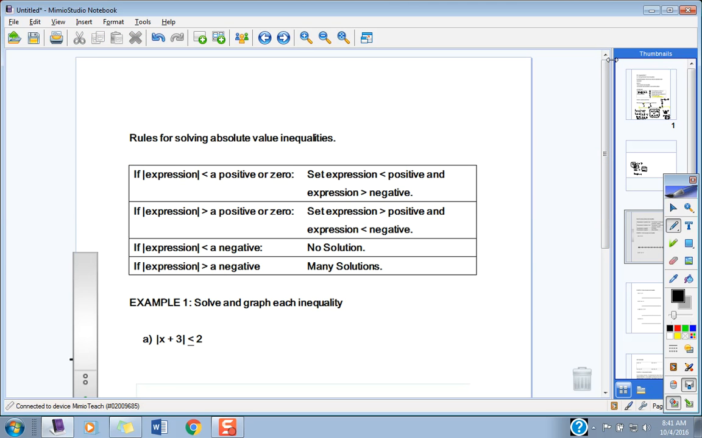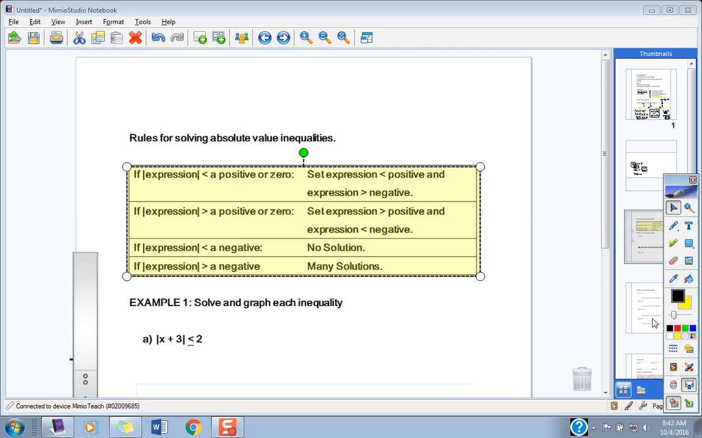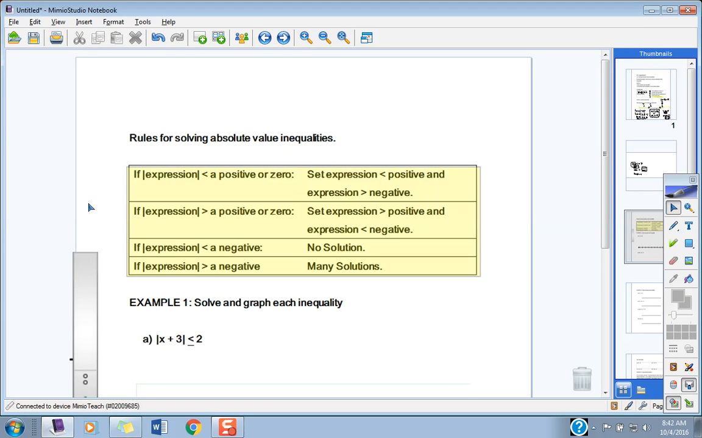All right, so rules for solving absolute value inequalities. Important stuff right here on page 2. Very important right here. All right, right here, guys. If you can decipher this table right here, things are going to be very simple for you today. It says the following. If the absolute value of an expression is, what's the sign here, guys? Less than a positive or 0, they tell you what to do.